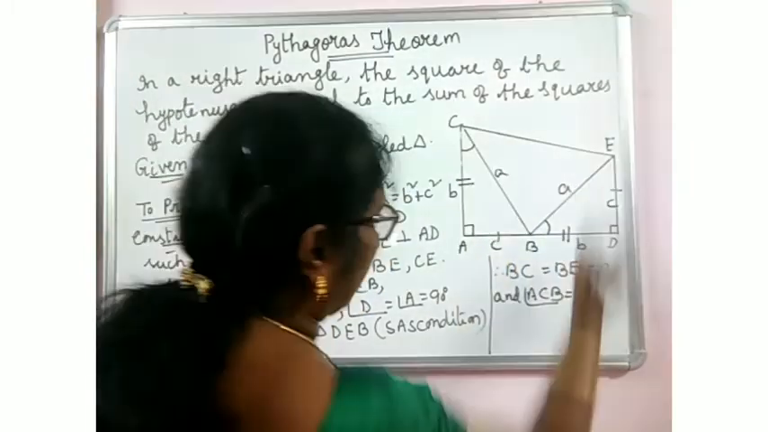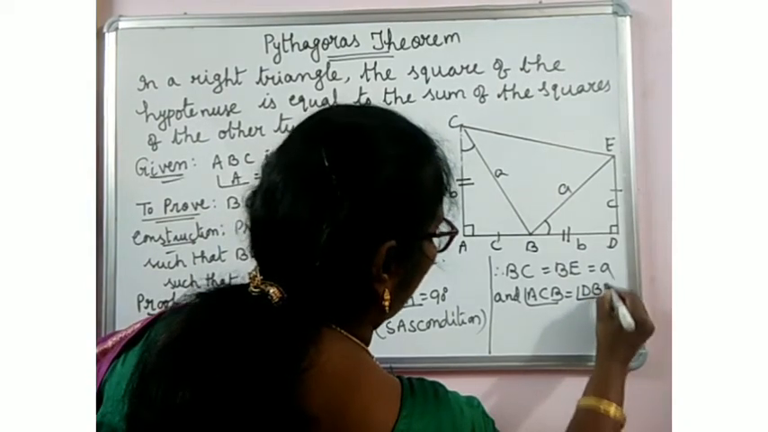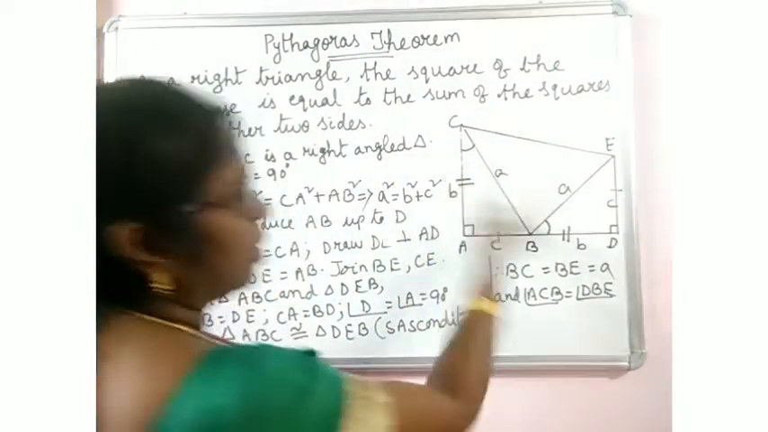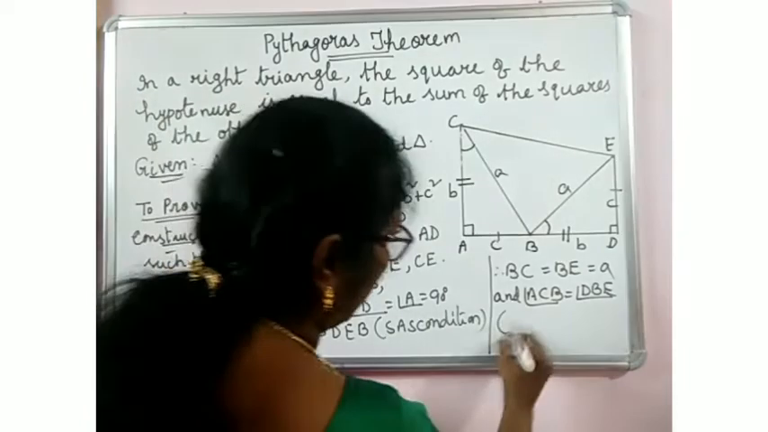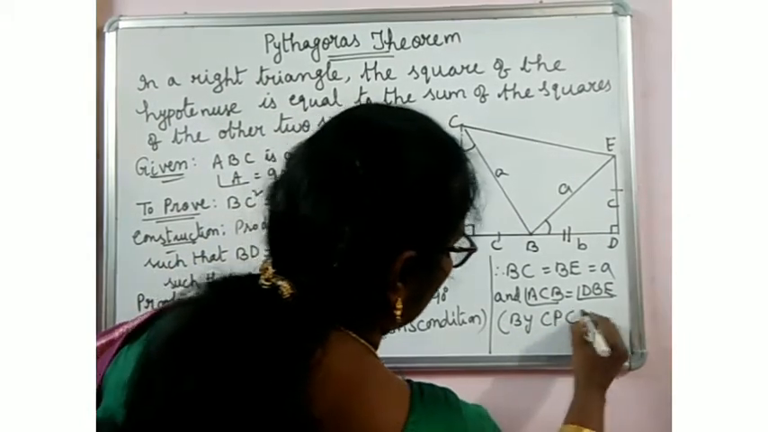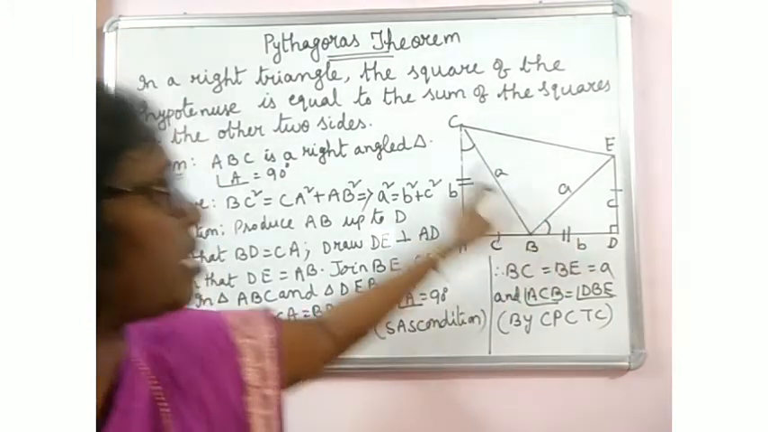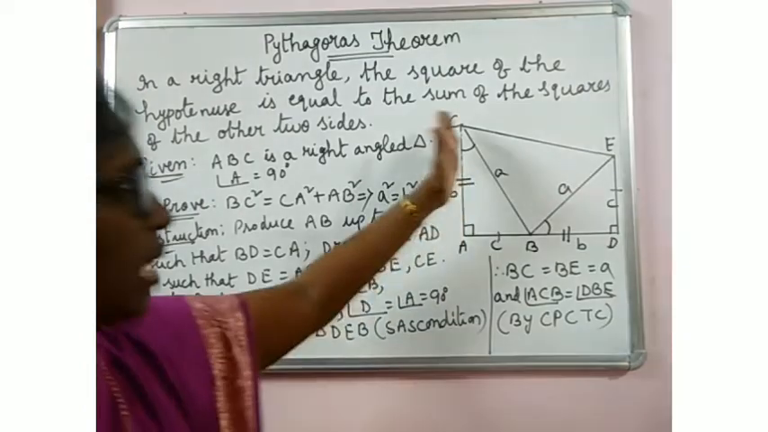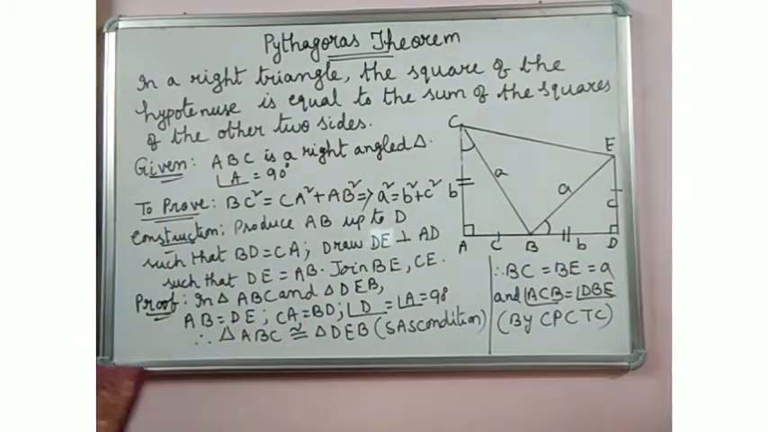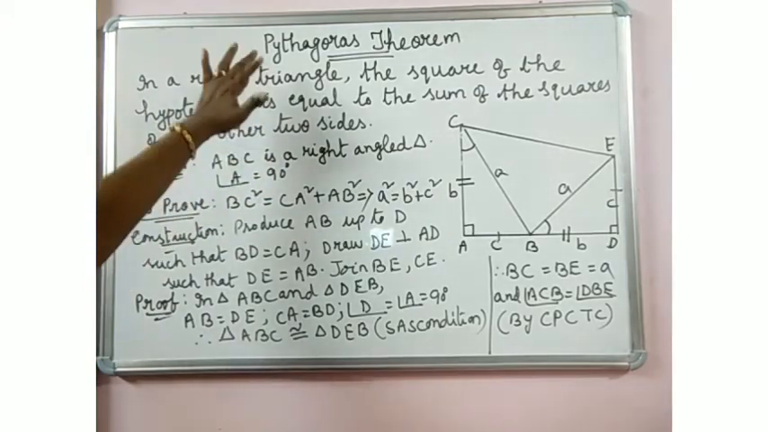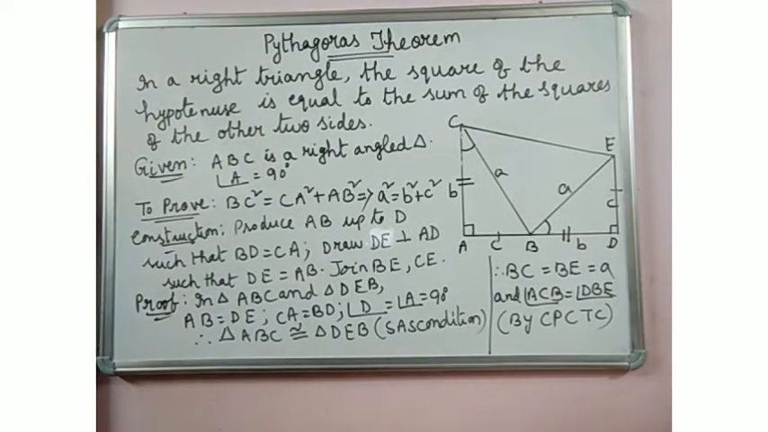is equal to angle DBE, because these two triangles are congruent. Why? Because by CPCTC, corresponding parts are equal for both the triangles when two triangles are congruent. So we made these two triangles congruent, and we made this angle equal to this angle, this side equal to this side. I hope this is clear to you. Now let me clear the board and do the remaining part of the theorem.